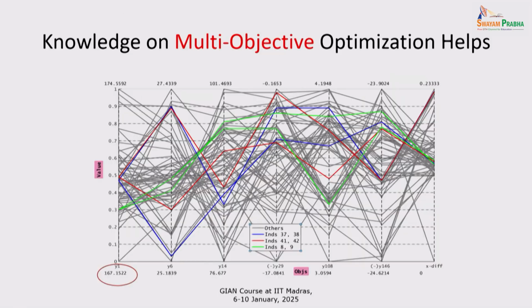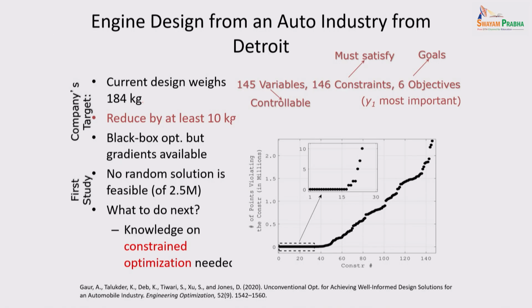This is another engineering design problem, an engine design with 6 objectives, which we recently did. And there are these 6 objectives as you see. Their goal was to minimize the weight by 10 kilos. Their current design was 184 kilos. They said the only goal for you is to reduce the weight by 10 kilos. And then they keep adding stuff. They said, okay, here are 5 more objectives.